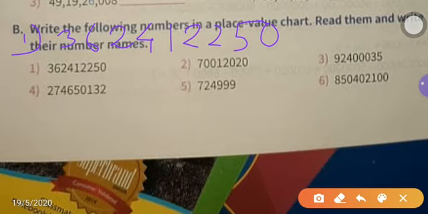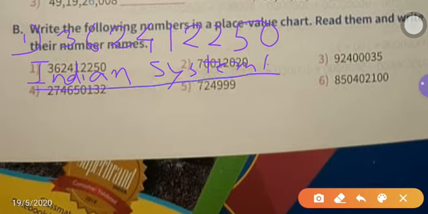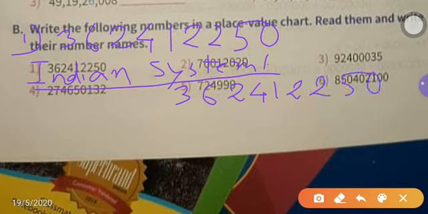First we will write this one in the Indian system. While you write in the Indian system, first write the number: 3 6 2 4 1 2 2 5 0. How will you put the commas? I have said before each period. That means the first comma is before the hundreds, and after that it is after every 2 digits. Now which number is it? From the right side you start counting: ones, tens, hundreds, thousands, ten thousands, lakh, ten lakh, crore, ten crore. That means 36 crore, 24 lakh, 12,250.